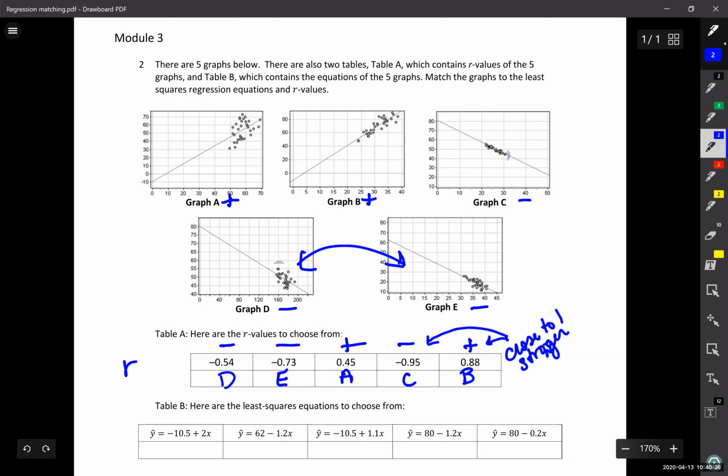Now, is that close to 0? Negative 0.54. It's not even halfway to 0. However, of the 3 choices, it's the closest to 0. So those are the R answers.